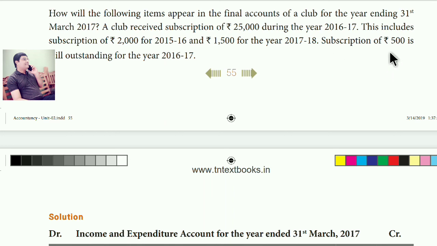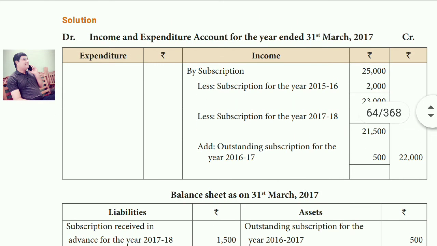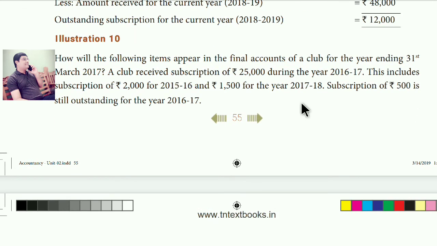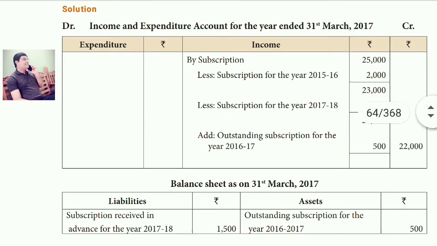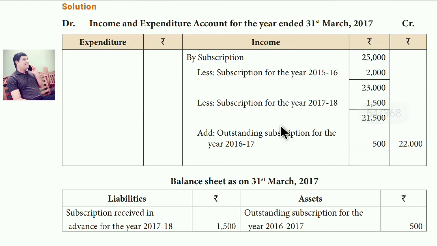What do we do with the 1,500? We have to less it because this is for next year. Only current year outstanding we have to add. Subscription of 500 is still outstanding for 16-17, so that means current year outstanding. This current year outstanding we have to add, and write in the outer column. Understand? So both subscriptions will be less, because one is for the previous year and one is for next year. Only current year outstanding we have to add.